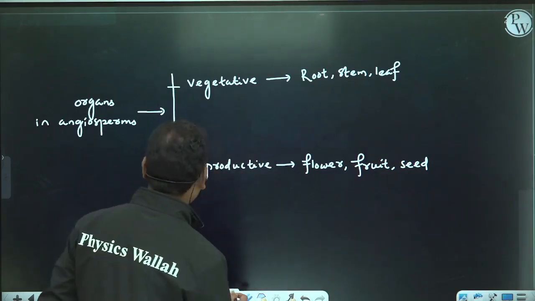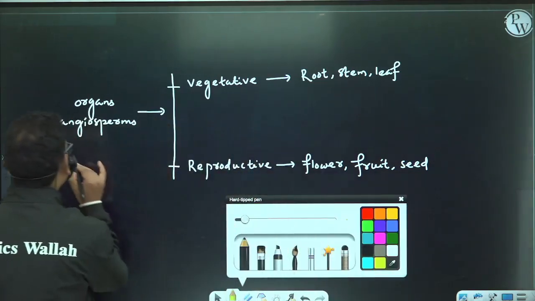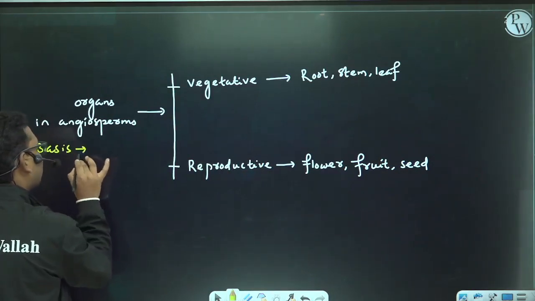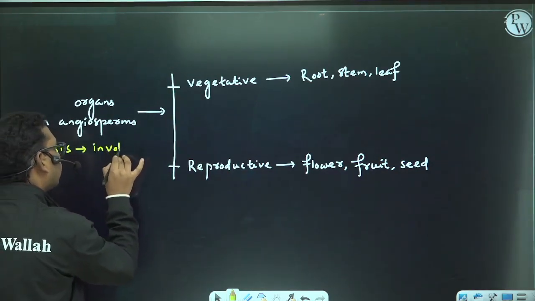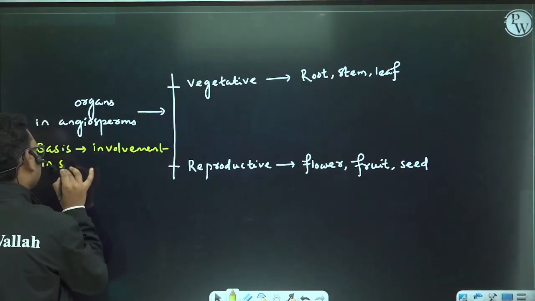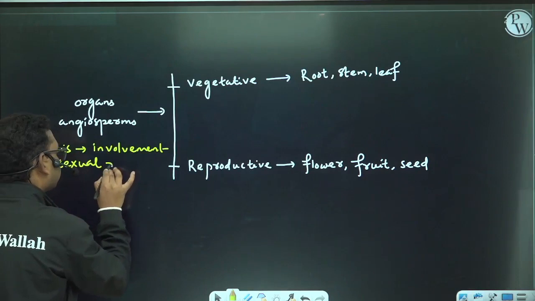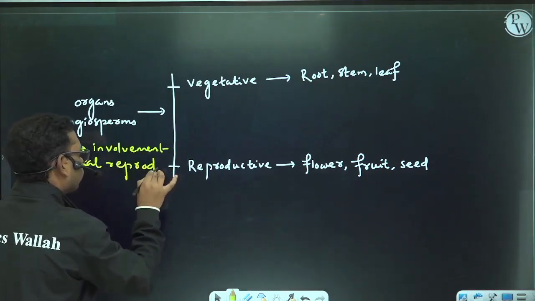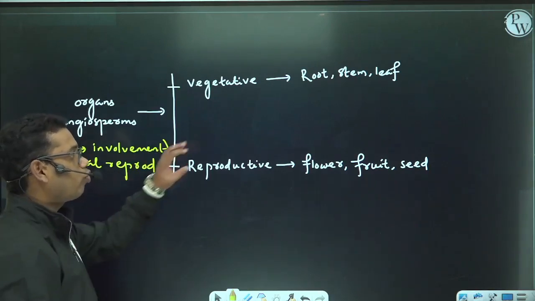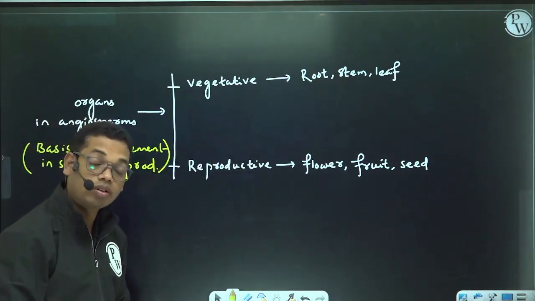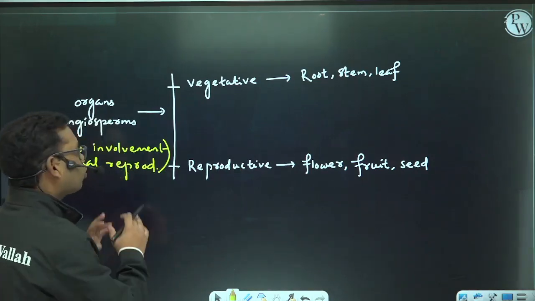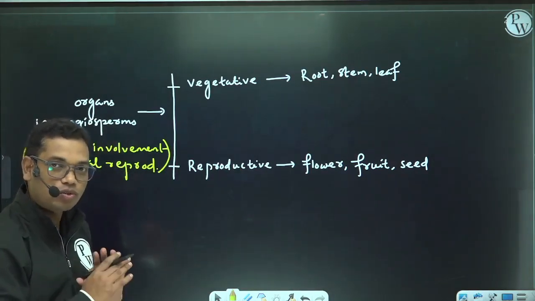I can write here what the basis for classification is. The basis for classification is the involvement in sexual reproduction. So we have two groups of organs in the angiosperms. We will discuss all these organs one by one.